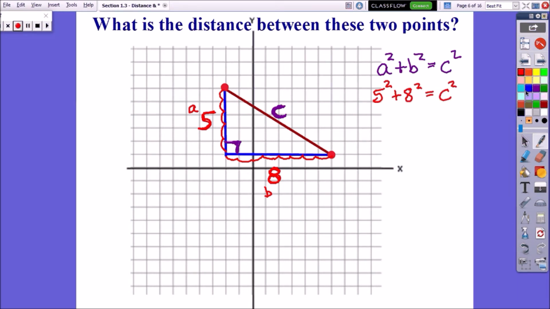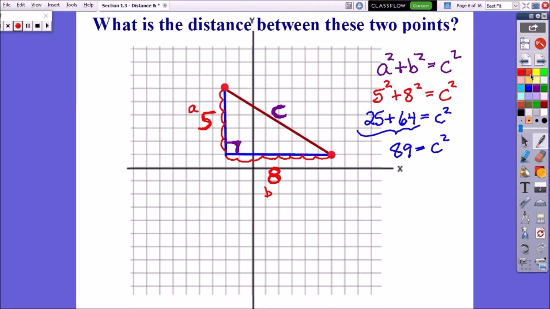And so now using our order of operations, we have no parentheses, but hey, we have some exponents here. So I know I've had students in the past go, oh, look, 5 plus 8, that's 13, and then 13 squared is 169, but the order of operations doesn't work that way. So exponents first. 5 squared, 25. 8 squared, 64. And then we can do the adding here and get 89 for C squared. But that's not the length, 89.